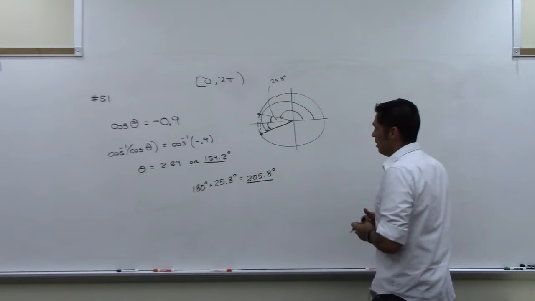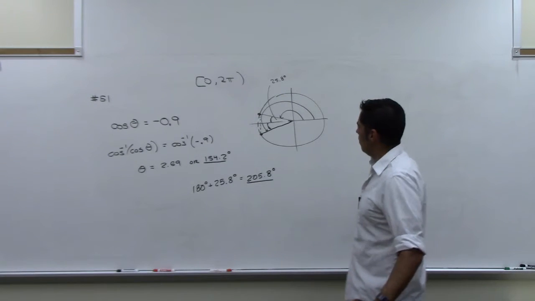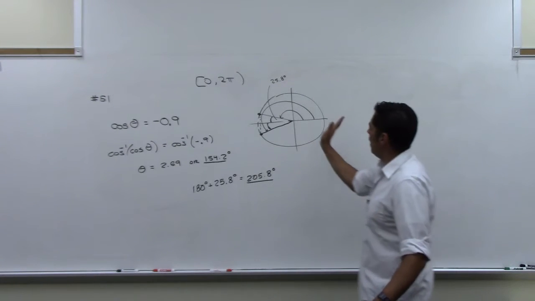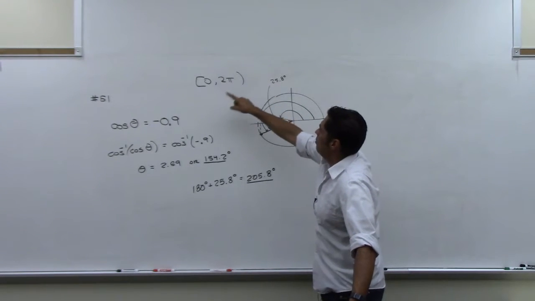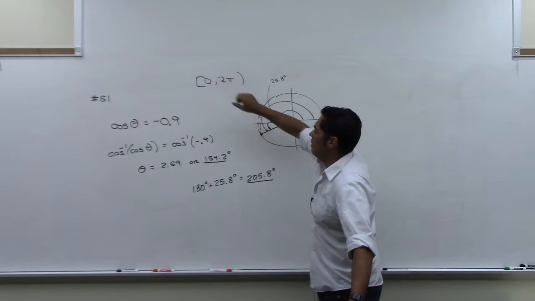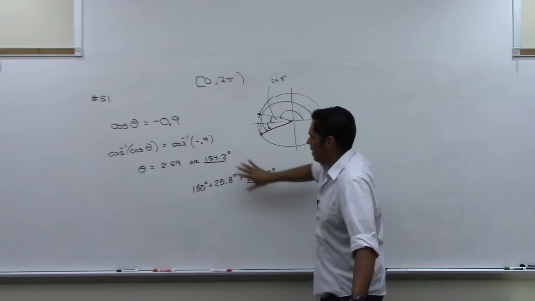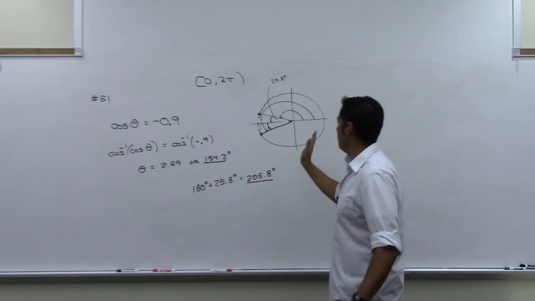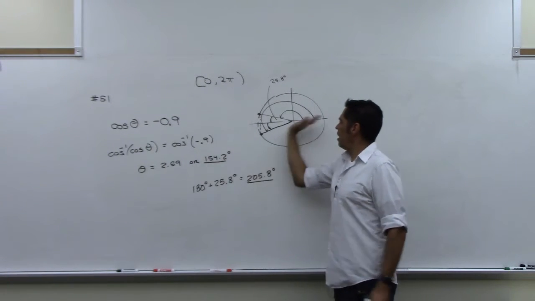Those are the answers. Wait a minute, hold on. 180, 154, 20, 205. Yeah, okay. So those are the two answers that are between 0 and 2 pi, because 2 pi is 360. But they want the answer in radians, not degrees. So what I could do is say, look, how much is 2.69 radians?